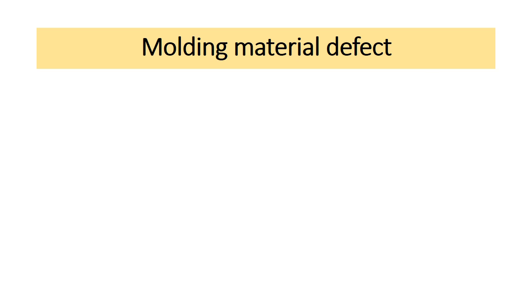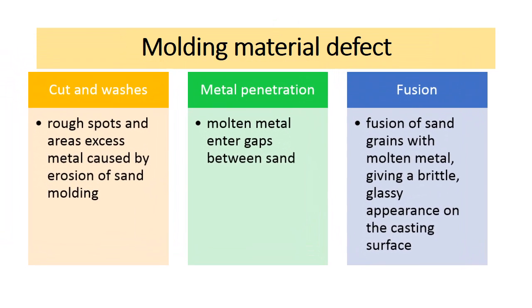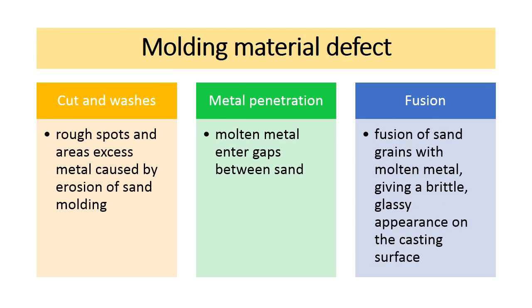Next, we're going to go on to molding material defects. There are also three types of molding material defects. They can be cuts and washes, metal penetration, and also fusion.